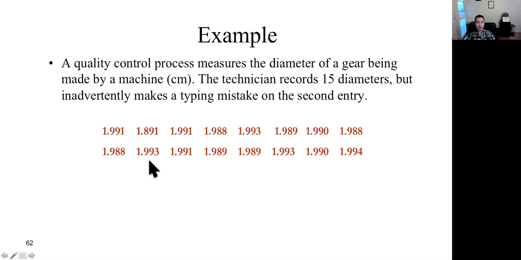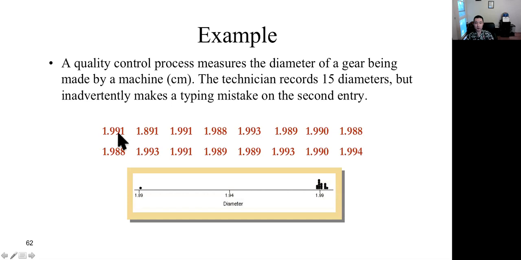All right, so this is another example. This is a quality control process, measuring the diameter of the gear. We record 15 diameters, as we can see from here, but there's a typing mistake. If we put that in the dot plot, we can show the typing mistake here.